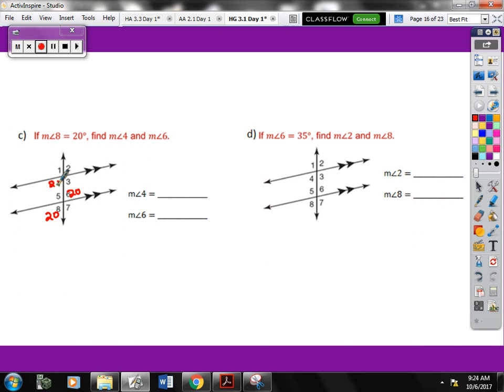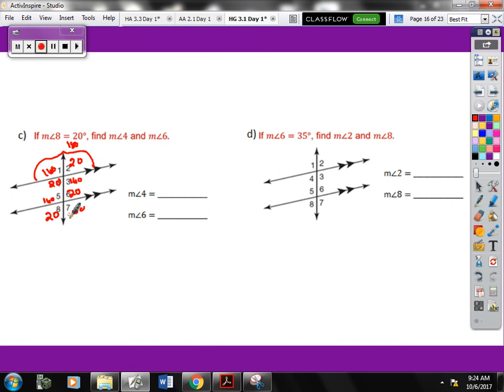This would also be 20, angle 4. And then up here you could use vertical, or alternate exterior. You could do alternate exterior. This would also be 20. And then you can use linear pairs to find the other pair. So if this is 20, and the total has to be 180, this would be 160. Then you can use vertical again to get angle 3, which is 160. Down here doing the same thing, 160 and 160 using a linear pair and vertical. So you basically see the same number showing up multiple places.